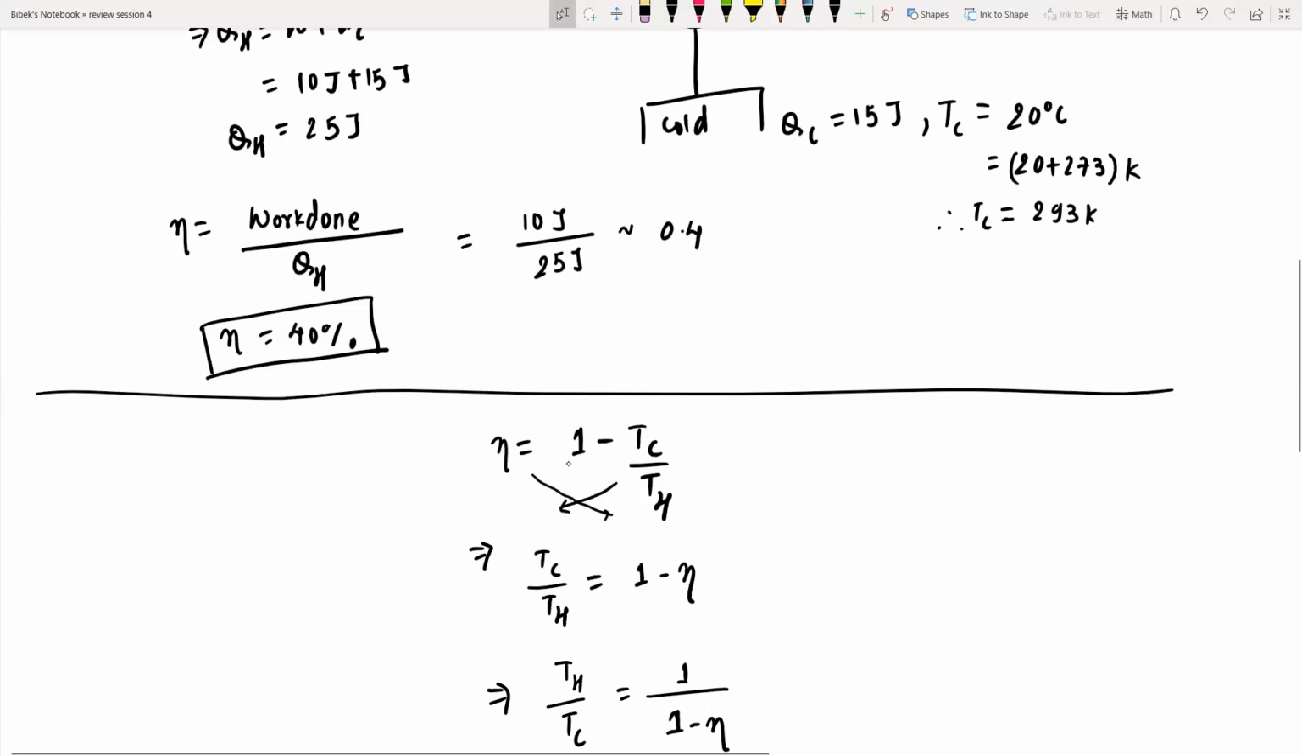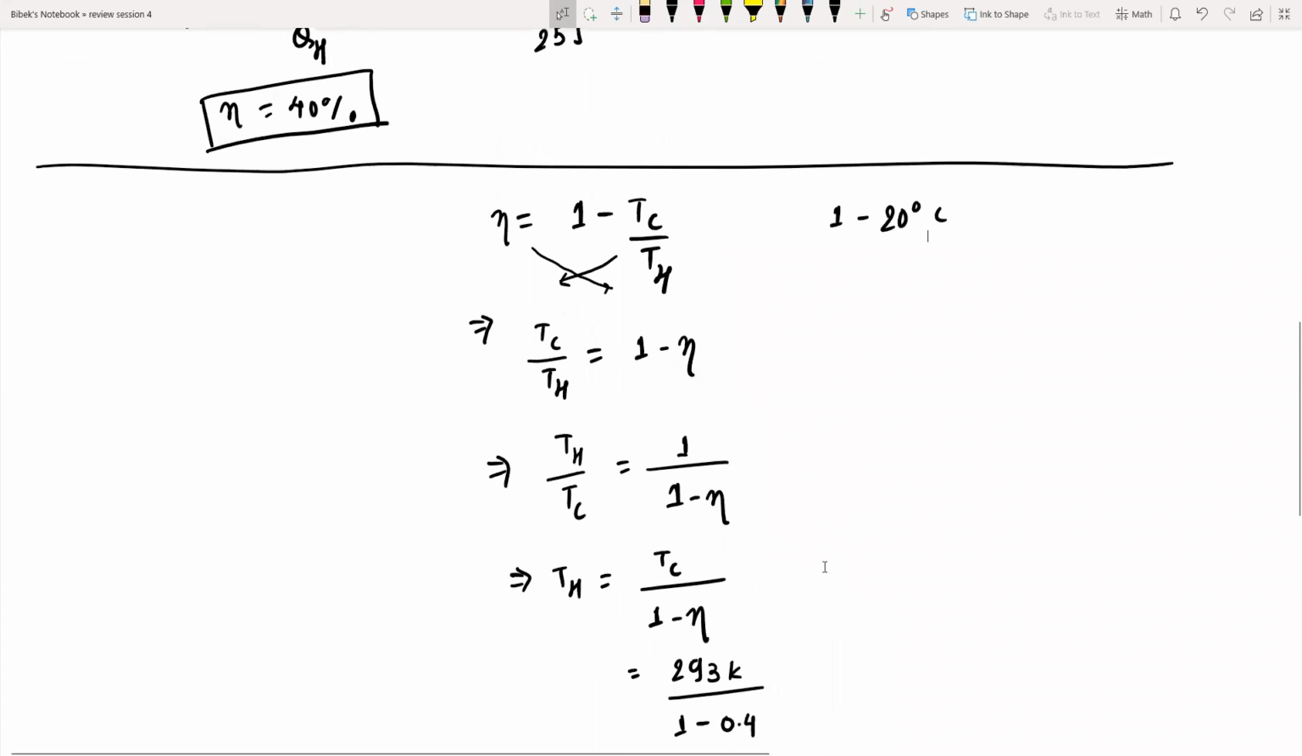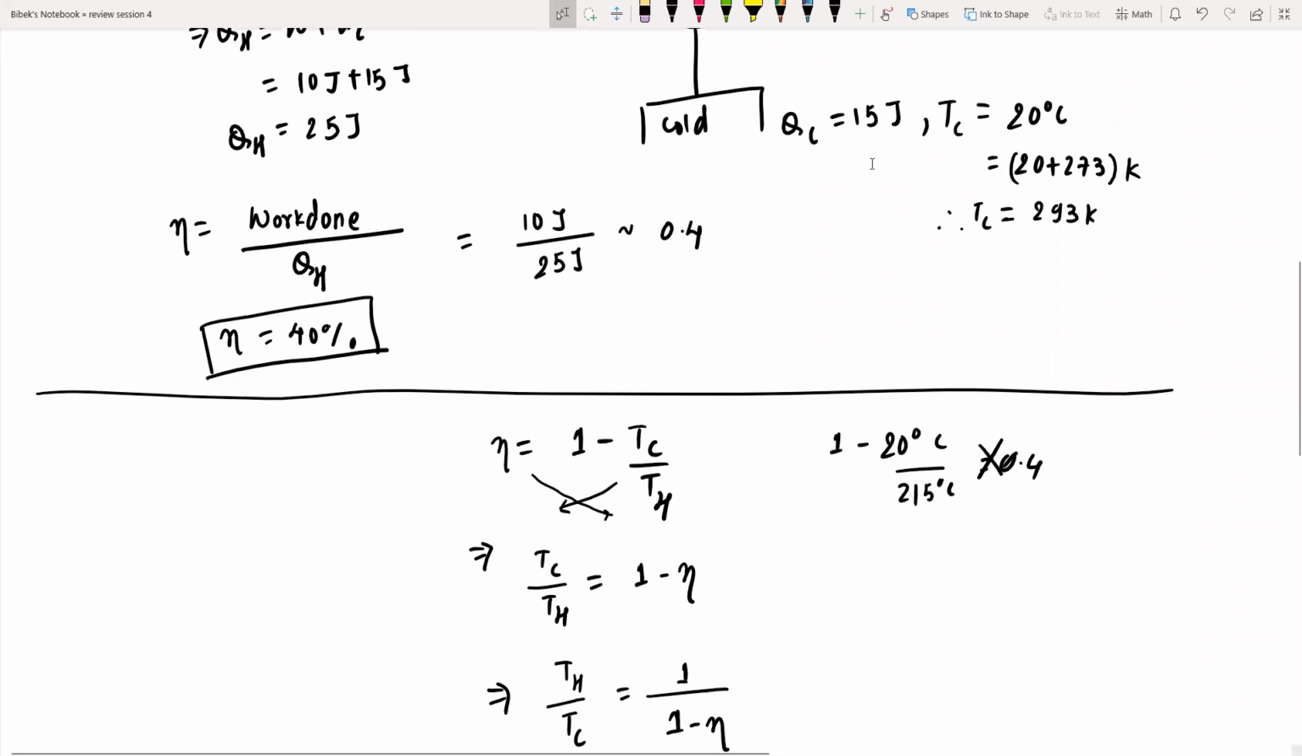Let's suppose you take 20 degrees centigrade here, and let's calculate the efficiency in terms of degrees centigrade. You found that your Th is 215, right? If you take 215 here, you won't get 0.4. So that's not possible if your temperature scales were the same. That's why it's always good to do your problems in terms of Kelvin.